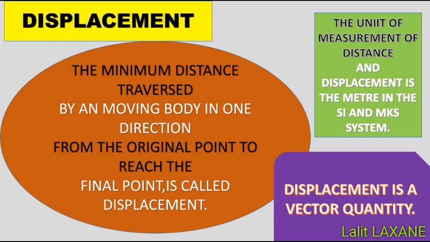Displacement. The minimum distance traversed by a moving body in one direction from the original point to reach the final point is called displacement. The unit of measurement of distance and displacement is the meter in SI and MKS system. Displacement is a vector quantity.